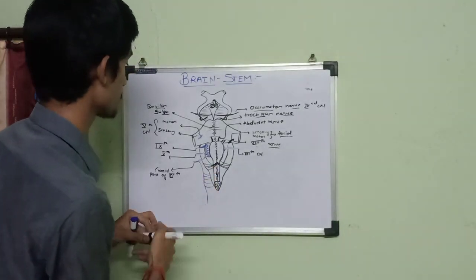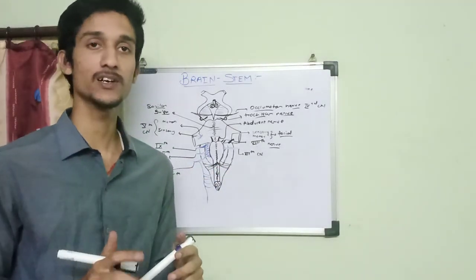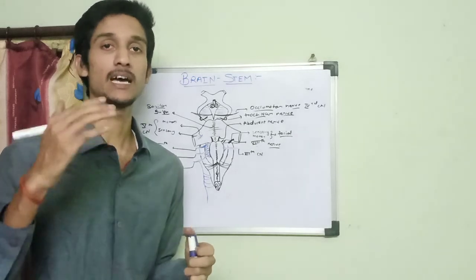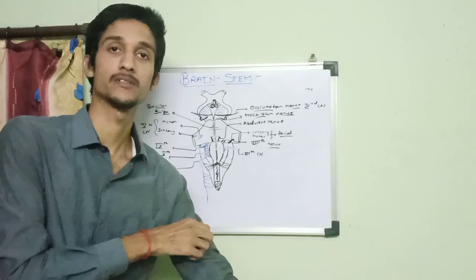So here we are with the origin of all the cranial nerves. Not all the cranial nerves, the last 10 cranial nerves. The first 2 cranial nerves arise from the cerebrum. We will see it.